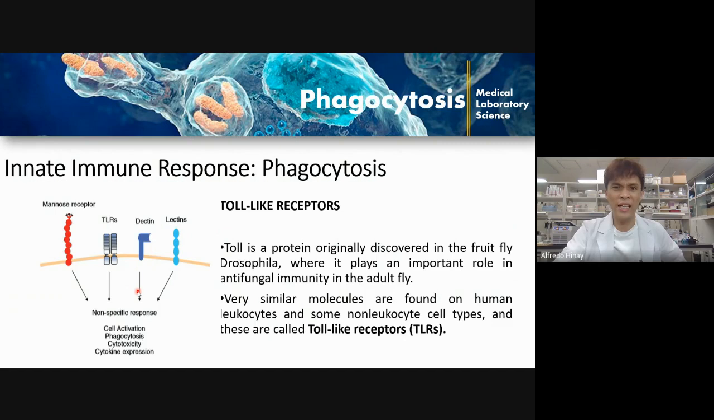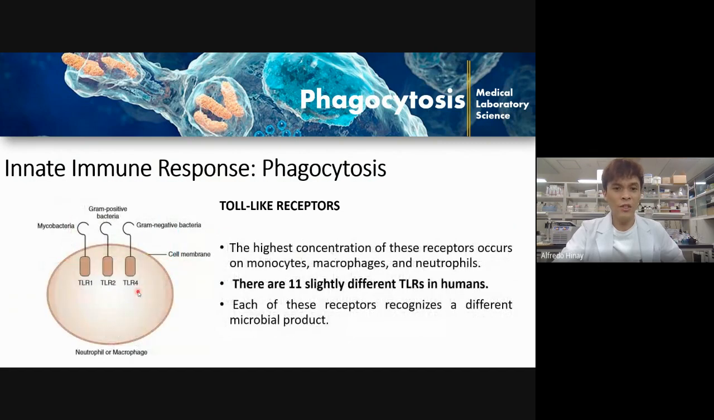So what's the function of the TLRs? Your TLRs are found on your immune cells, or any other part of your cells also have this. But the highest concentration of these receptors occurs on your monocytes, macrophages, and neutrophils. So what is the basic thing in common of these three immune cells, class? Correct. They are phagocytic cells. Phagocytic cells usually have their toll-like receptors. There are 11 slightly different TLRs in humans.